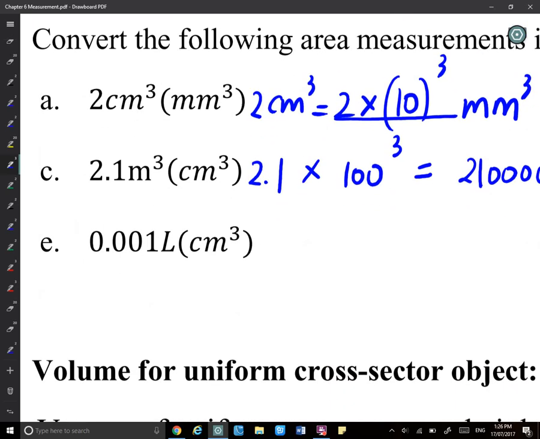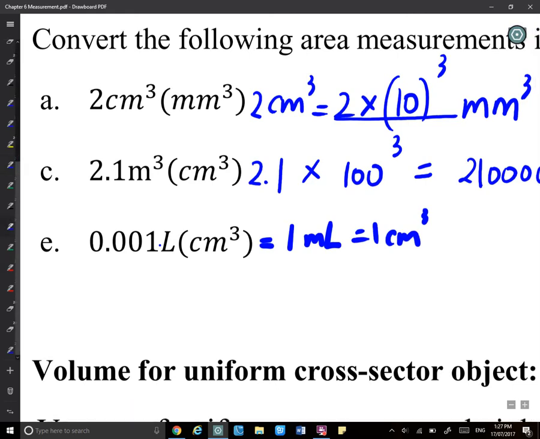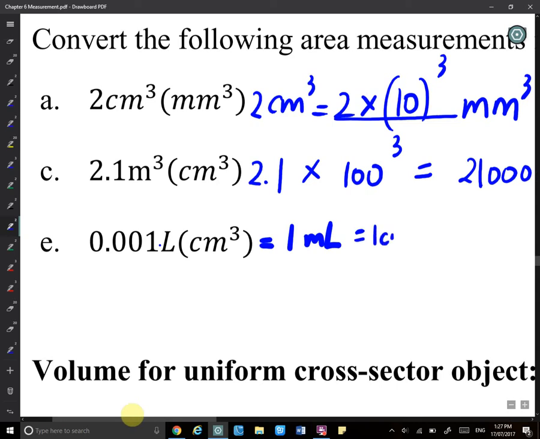Okay, this one: liters to centimeter cube. Liter is the capacity, centimeter cube is the metric, so I need to use milliliter to connect them first. So liter will convert into milliliter first. 1 liter is 1,000 milliliter, and 1 milliliter is 1 centimeter cube. I use the milliliter.